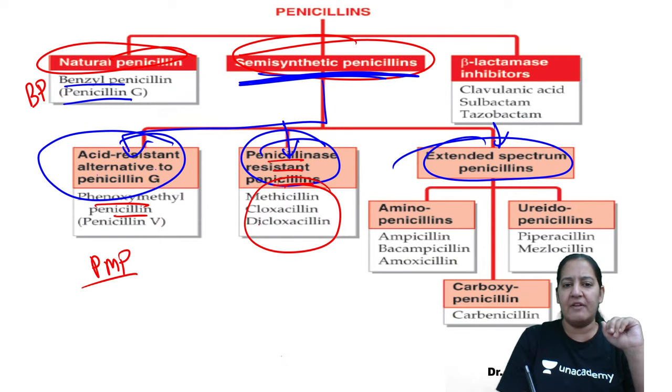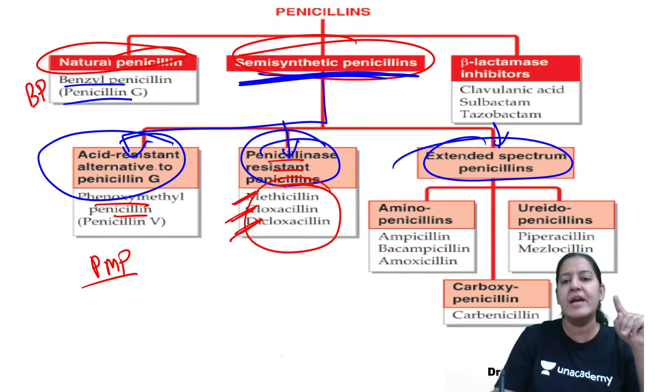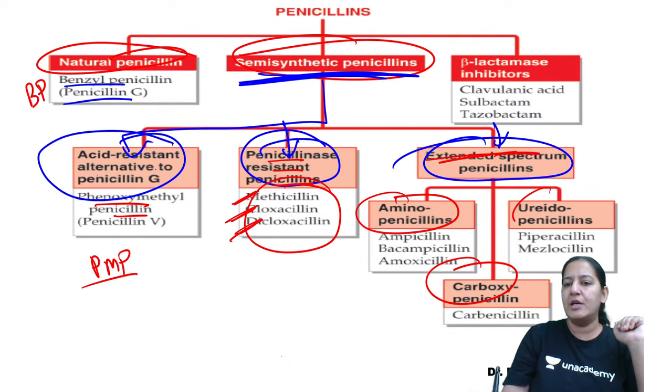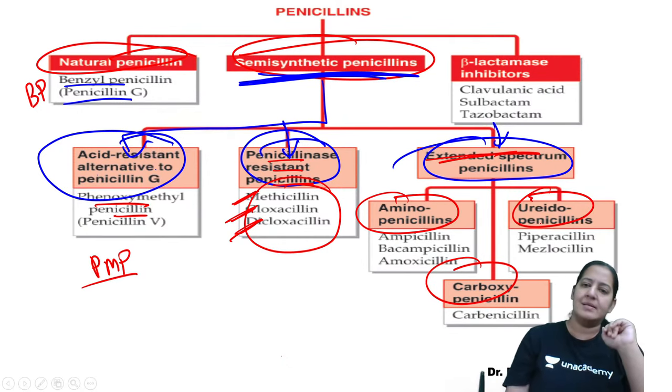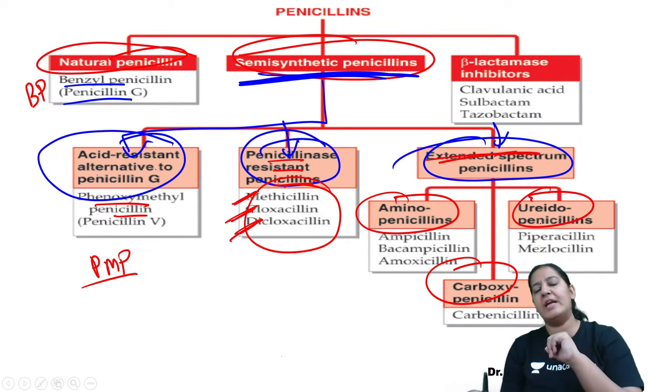So there is a mnemonic. There are five. Three of them are methicillin, cloxacillin, dicloxacillin. These have side chains over them, right? And extended spectrum again has three categories: amino, carboxy, ureido. So there are various penicillins inside them. We will study the drug names inside each of them when we study each individual class.